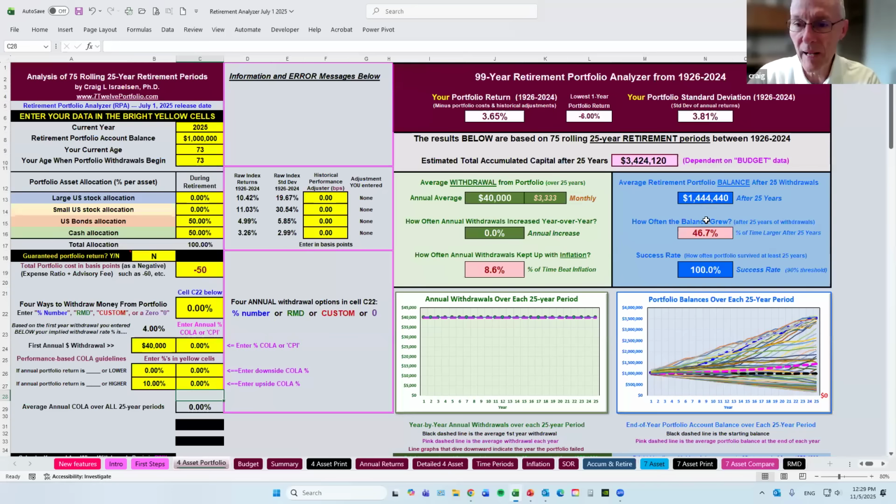What was our average balance after 25 years of withdrawals? 1.44 million. Whoa. So this thing grew on average. How often did it grow? Well, roughly half the time. What was your success rate? 100%, because again, it's a low enough withdrawal that, well, I'll show you in a second, but a 40,000 withdrawal from a $1 million start, that's doable.